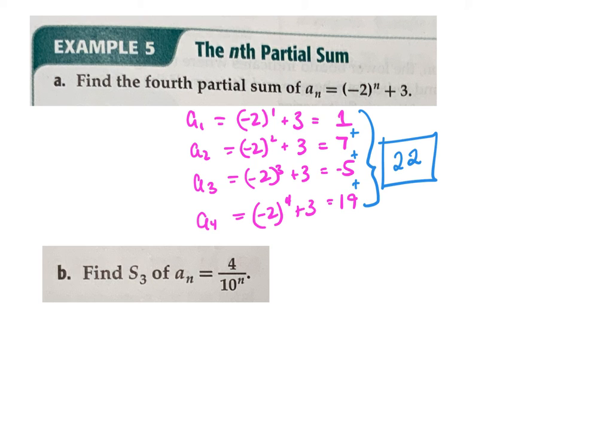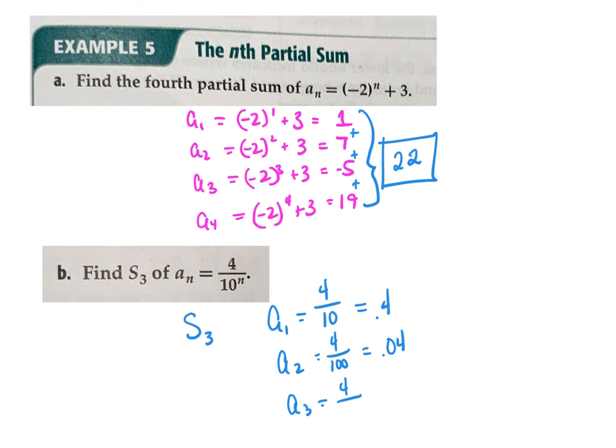All right, look at the next one. They want S sub 3. They've just written the notation for you. That means they want the first 3 terms. So a sub 1 would be 4 over 10 to the first power, or 0.4. A sub 2 would be 4 over 10 to the second power, or 0.04. A sub 3 would be 4 over 10 to the third power, 0.004. So if I added all of those up, I would get 0.444.